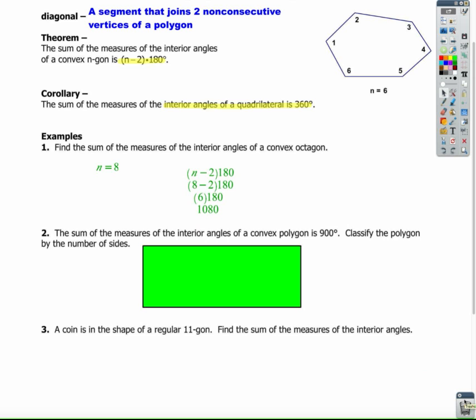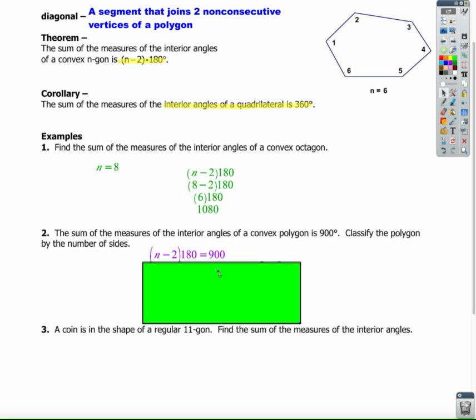Example 2. The sum of the measures of the interior angles of a convex polygon is 900 degrees. Classify the polygon by the number of sides. Using that same formula we used above, we can work backwards. Since we don't know how many sides the polygon has, we know that n minus 2 times 180 equals 900.